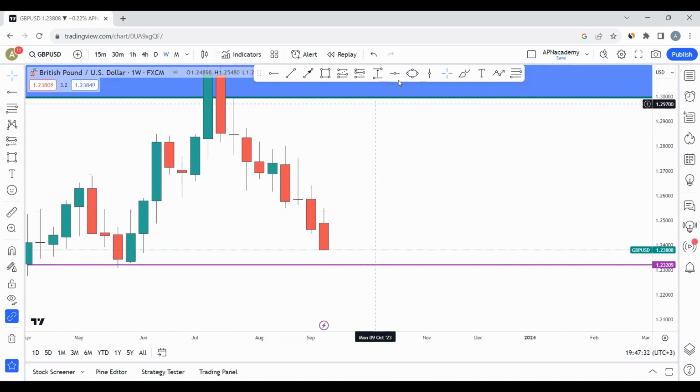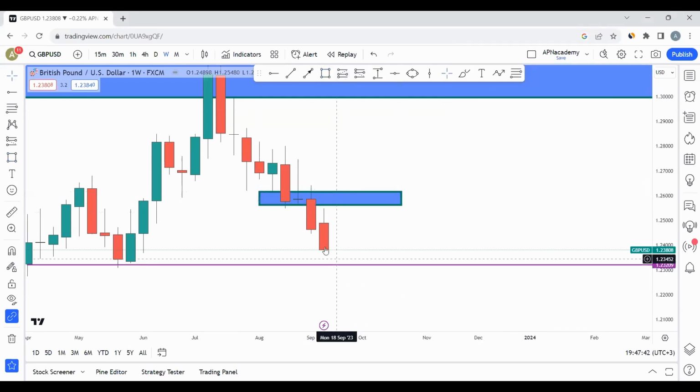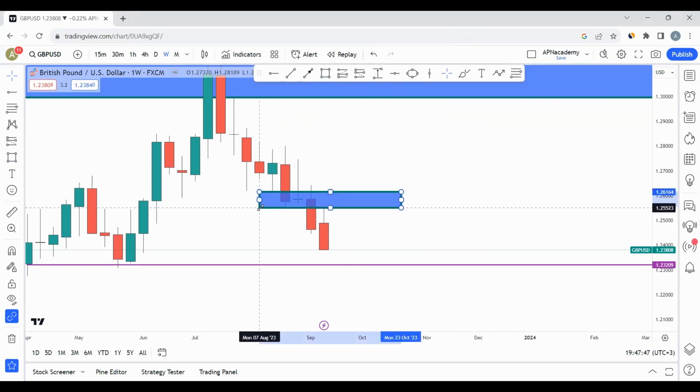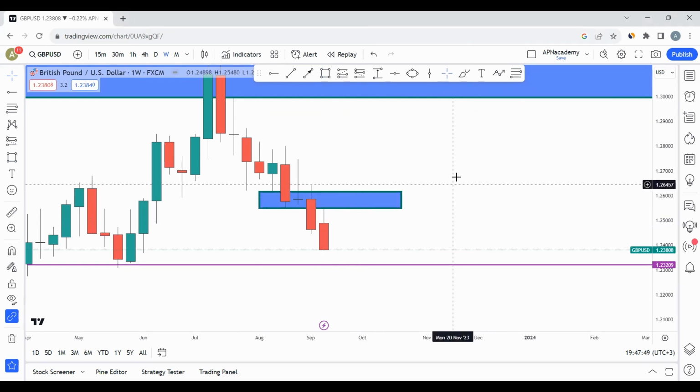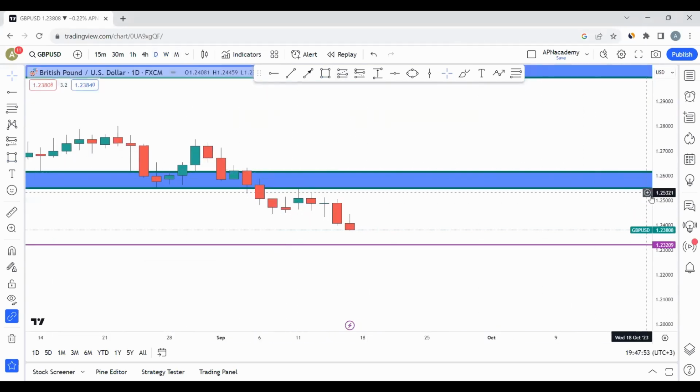There's a structure the market left behind here. If you see, there's a structure here. So there's a possibility the market could want to come back and test this area here. You can mark this area like this. There's a possibility the market may want to come back and then it continues. You can see the market attempted to test it right here, but this is not a proper retest. When you go down to the daily time frame, you can see this is the retest I'm talking about.